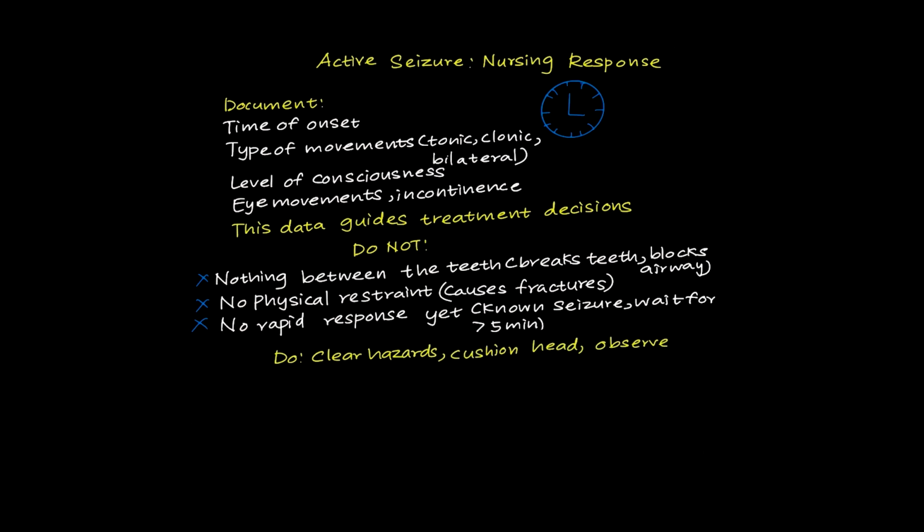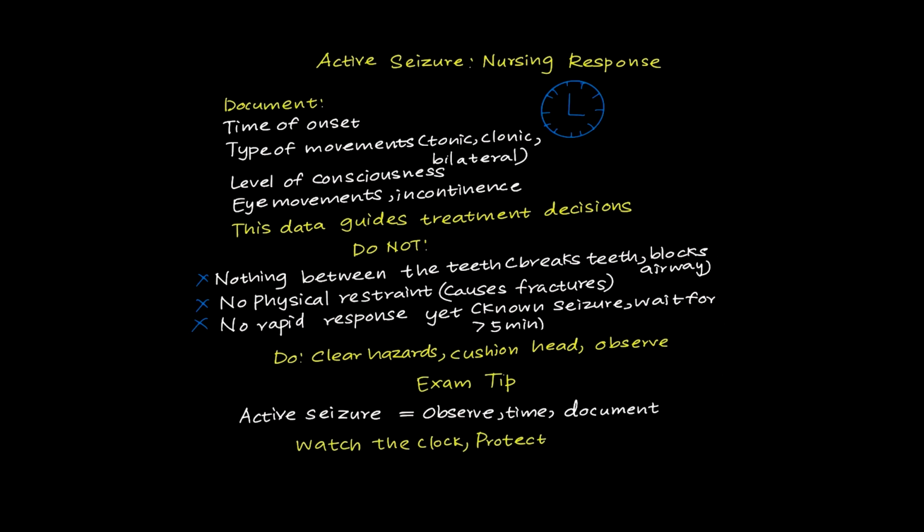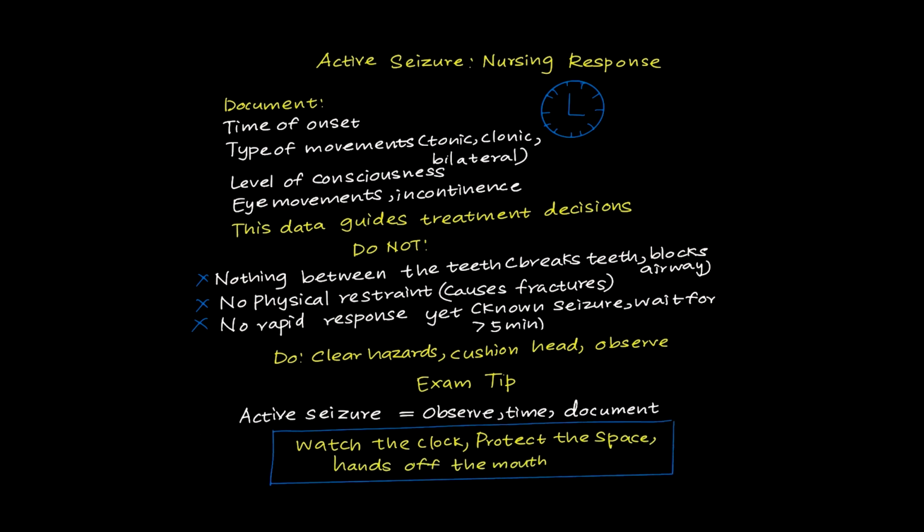client doesn't recover. Here's a WGU D455 exam tip for you. During an active seizure, the nurse observes, times, and documents. Nothing goes in the mouth and nobody restrains. Quick recall hook: seizure equals watch the clock, protect the space, hands off the mouth.